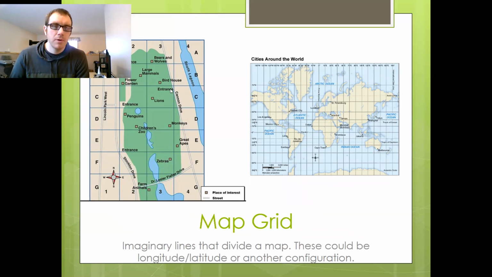So this is a park map, for example. And it's like, hey, you want to see the lions? Okay, well, you go to section C3, and then you can find it a little easier. Kind of like Battleship, right? To figure out the location.